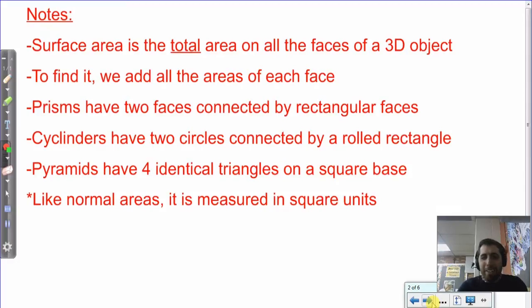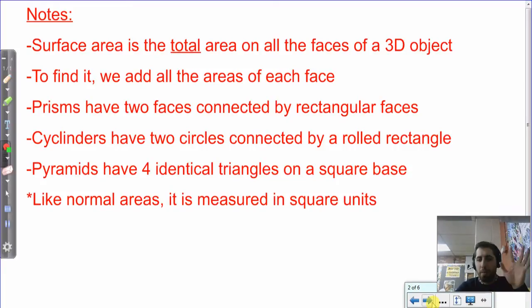Surface area is the total area on all the faces of a 3D object. To find it, we add all the areas of each face. So that's why you've been practicing figuring out what certain faces or what combination of faces make up each three-dimensional object. Prisms have two faces, so whether it's a triangular prism or a parallelogram prism or a trapezoid prism, they have two faces connected by rectangles.